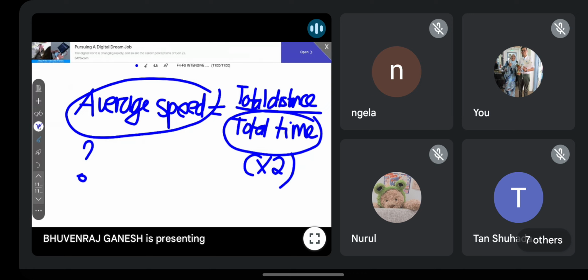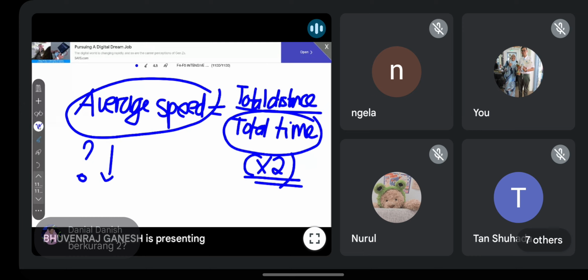Can you all tell me? Does it increase or decrease? Adakah dia bertambah ke berkurang? Yes, berkurang. Berkurang berapa? How much it decrease? Based on the value here. Berapa kali ganda dia menurun? How many times it decrease?